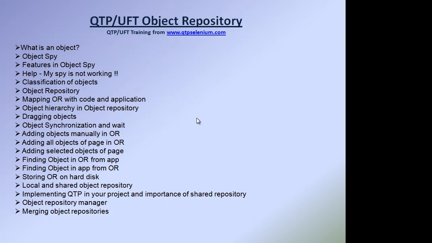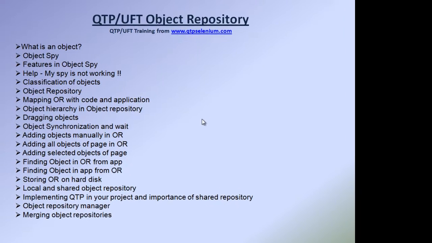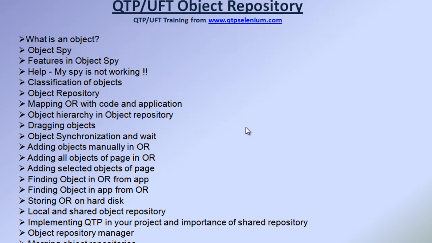Now, in the last session, I told you how you can make all the configuration settings in UFT for recognizing objects. Now, what is an object first of all? On a web page in UFT, what is an object? Everything on a web or a Windows-based application is an object.